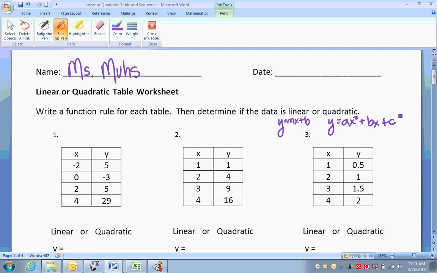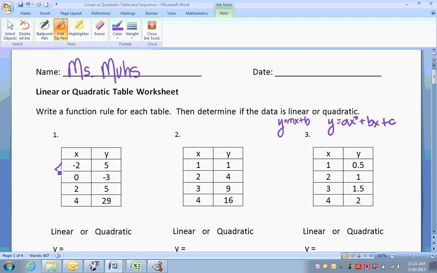And the form for a quadratic equation should be written in your little book that you made yesterday. And another thing that I need to remind y'all is you need a calculator for this worksheet, so make sure that if you don't have one, you run to the back and grab it. So if you remember in our little book yesterday, we looked at the differences in our y values, and that's what we're going to look at to determine if these tables are linear or quadratic.